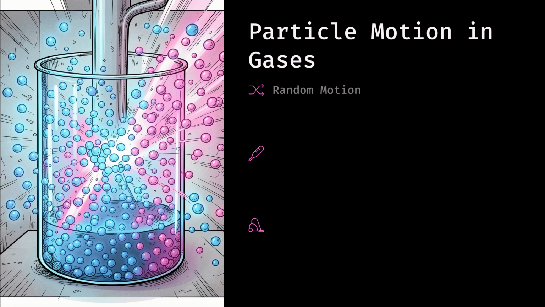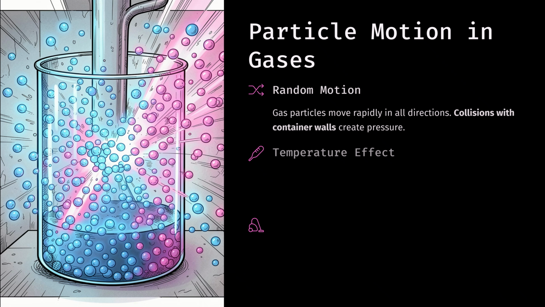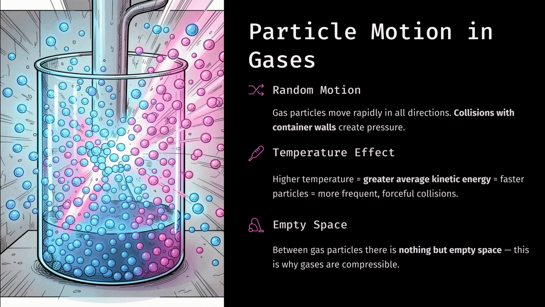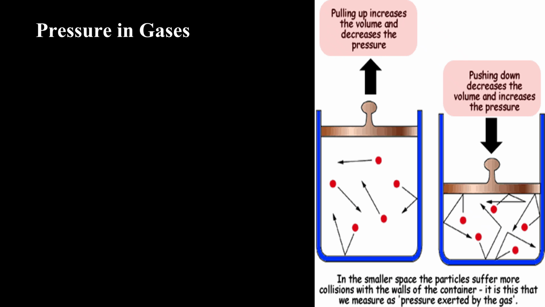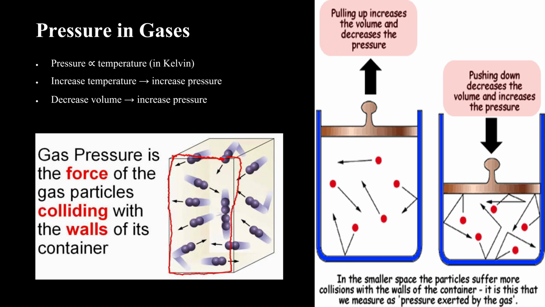Gas particles move randomly and quickly. As temperature increases, their energy and speed rise. These collisions with container walls create pressure. Pressure in a gas increases if the temperature increases, assuming volume is constant. Likewise, decreasing the volume of a gas increases pressure, as particles hit the walls more often.